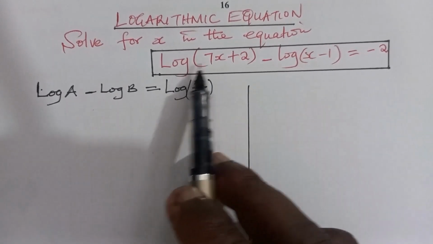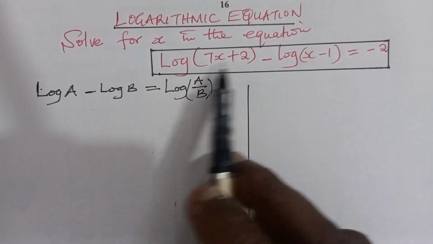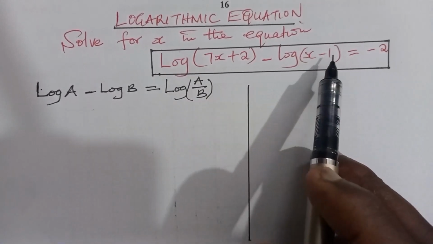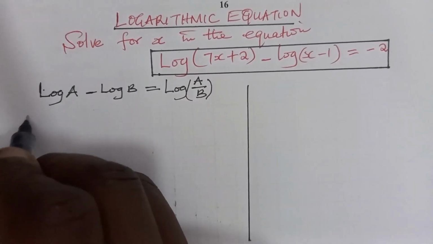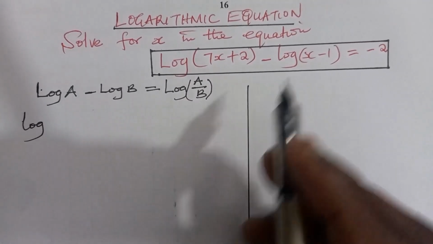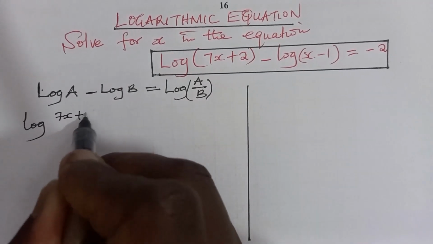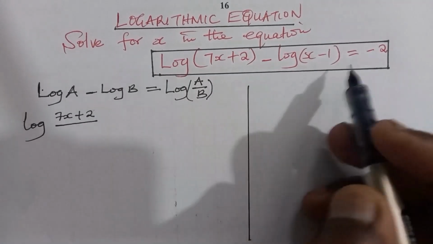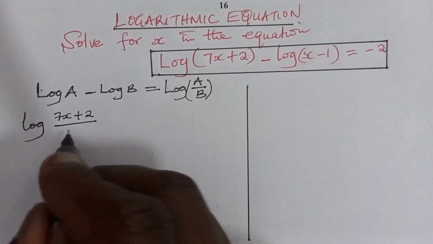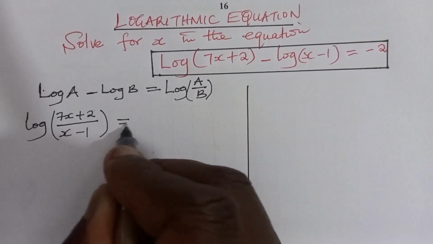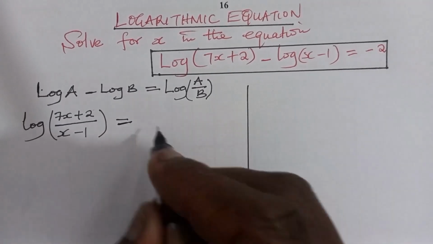When you look at the left hand side, you notice that this is a subtraction. So writing the left hand side as a single log, you shall have log of 7x plus 2 divided by x minus 1, like that. And this should give the right hand side, which is negative 2.